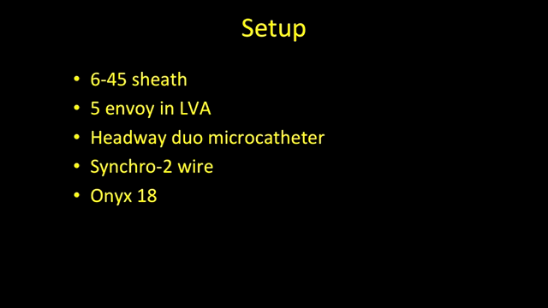Few things regarding the access for these patients. For this particular case, this patient was 65, so it usually helps to have a good support system. In terms of access, we used a 6 French 45 sheath, sitting in the descending aorta.